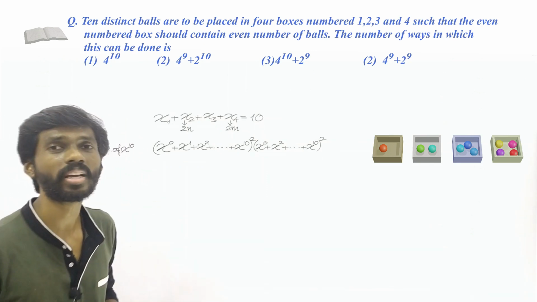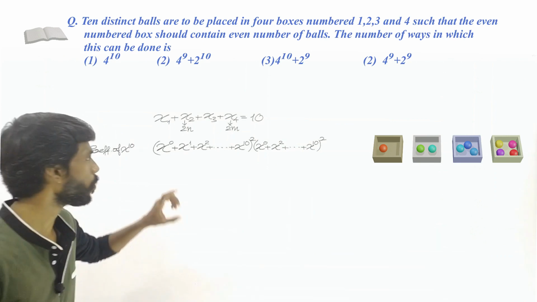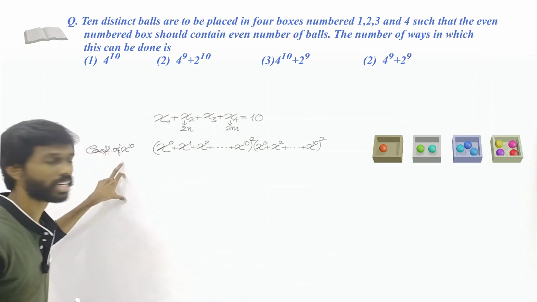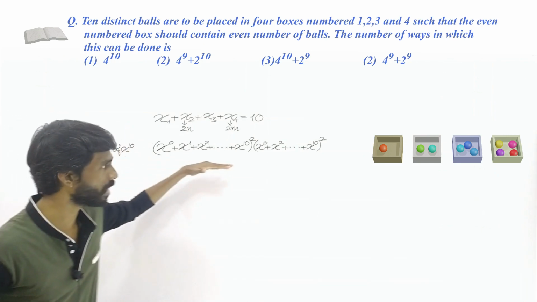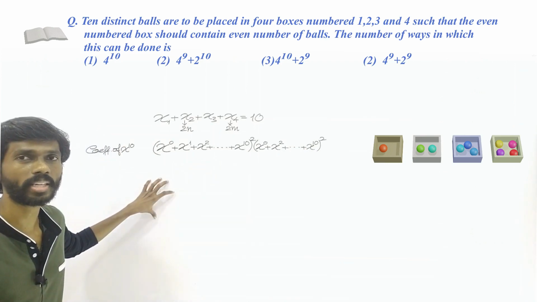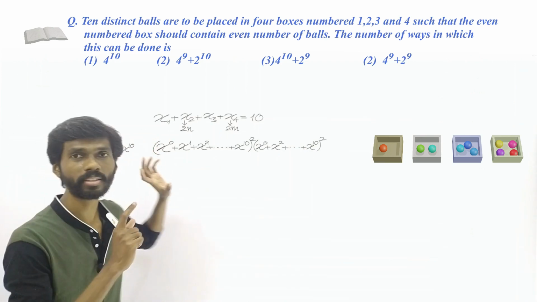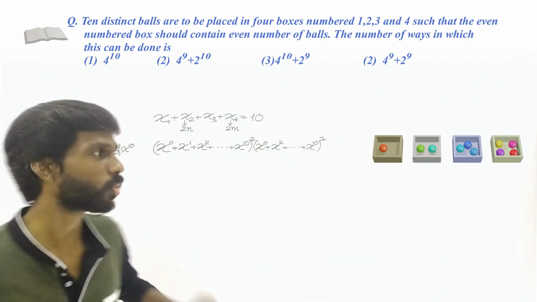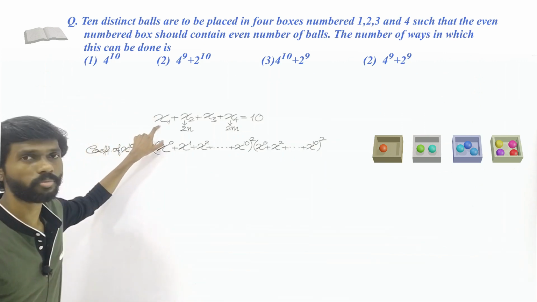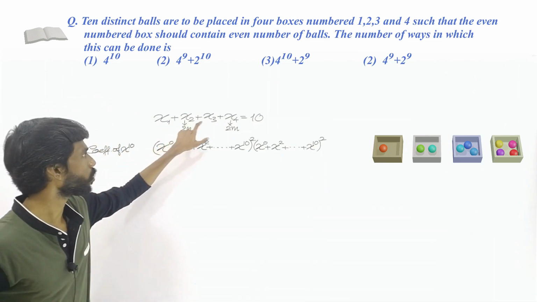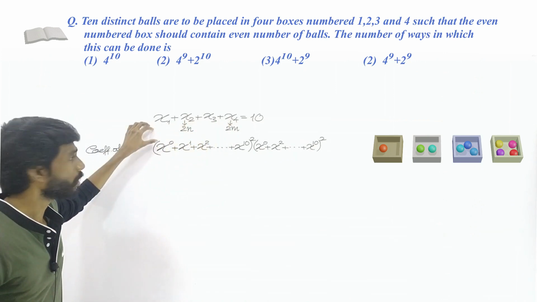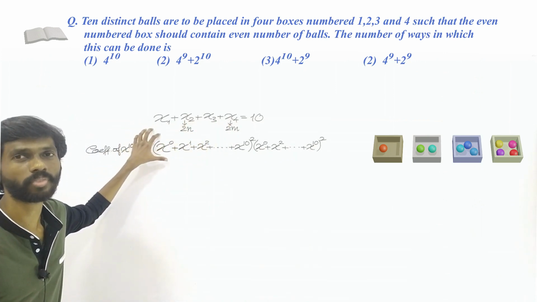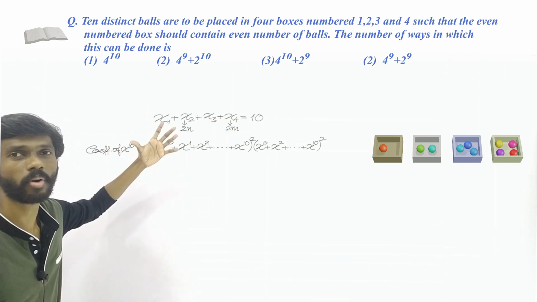But here the balls are distinct, not identical. If the balls are identical, then the coefficient of x to the power 10 in this expansion will give you our direct answer. But we have not taken care of that aspect. The balls are distinct here. So suppose this has 5 balls and this has 3 balls, so 2 balls, 0 balls. And it also matters which 5 balls are placed in the first box, not only how many balls, but which 5 balls or which 3 balls.